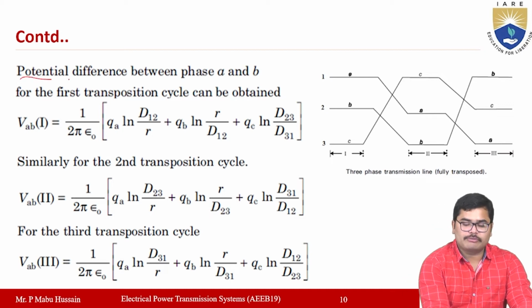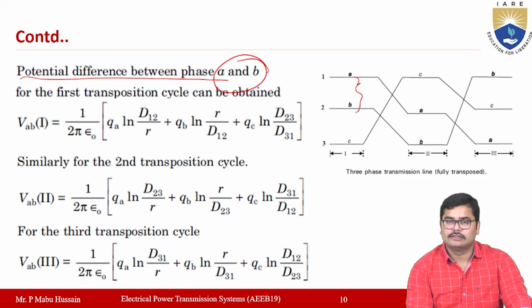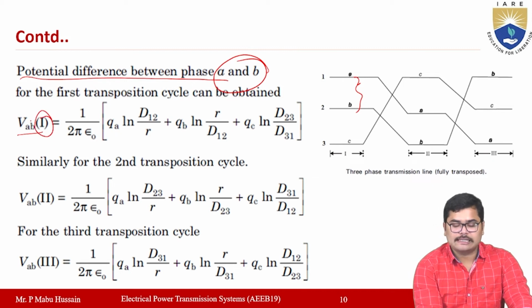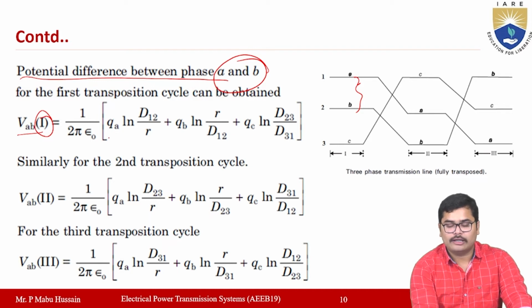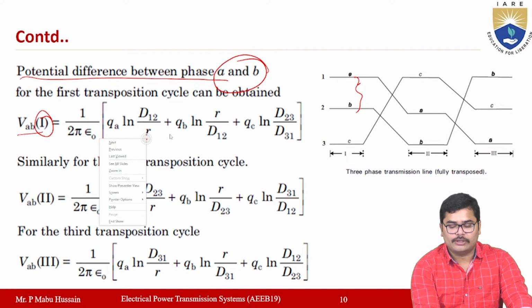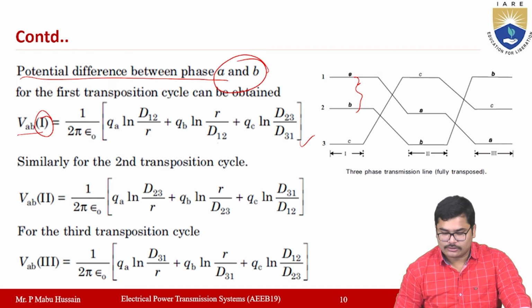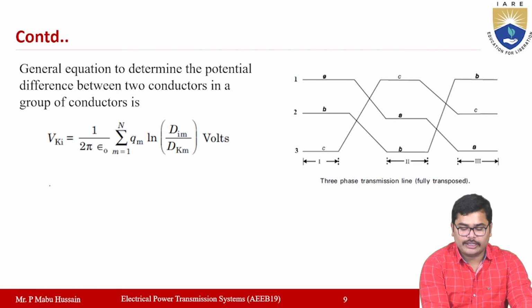Okay. So, potential difference between the phases A and B. So, between these two phases, we are calculating the potential difference. Right. So, VAB in section 1, we are first finding. VAB in section 1 will be 1 by 2 pi epsilon naught, QA ln D12 by R plus QB ln R by D12 plus QC ln D23 by D31. You will get this. How you will get this? So from this general equation. Okay. So from this general equation, if you write VAB in section 1.